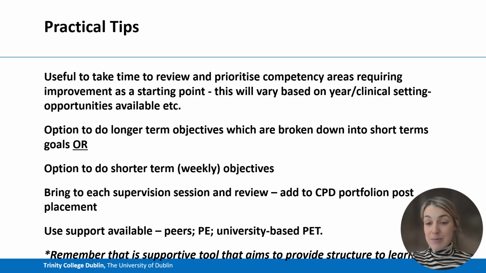But just remember, it's flexible, it's negotiable, and it will be reviewed on a weekly basis. But it is for you, and it's to support your learning, so it must be done in a format and a manner that will support you.